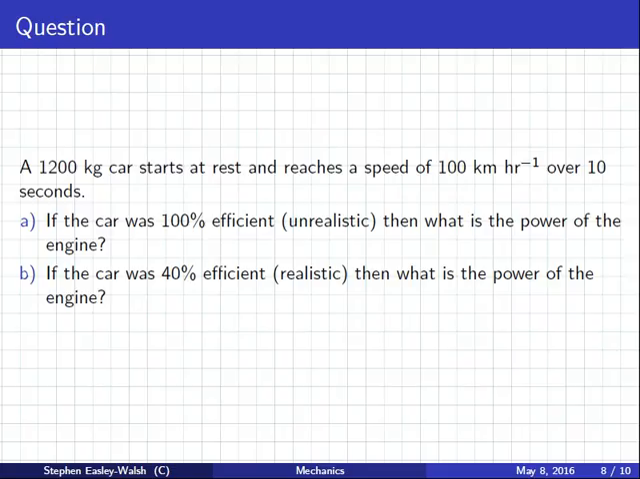Okay, this one now, I really want you to try and get this one, because you need to get one. So I'll give you a minute to try this one. A 1,200 kilogram car starts at rest and reaches a speed of 100 kilometers an hour in 10 seconds. If the car was 100% efficient, that's not real, of course, ideally, then what is the power of the engine? Okay, try this one. There's no need to ask me anything. All the information is there.